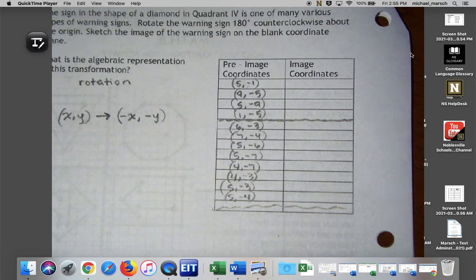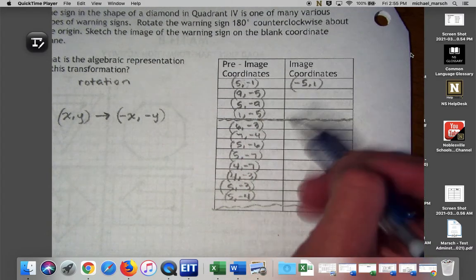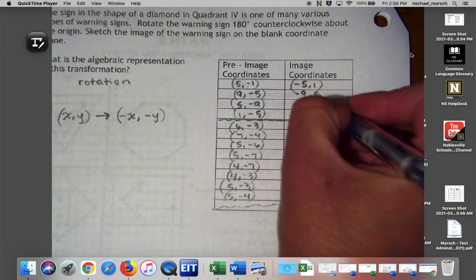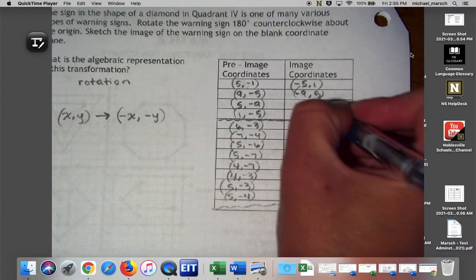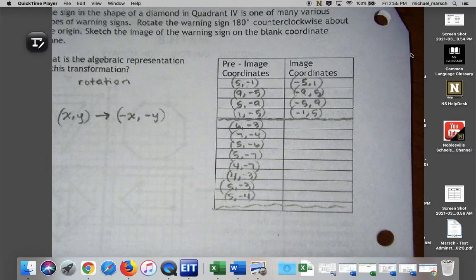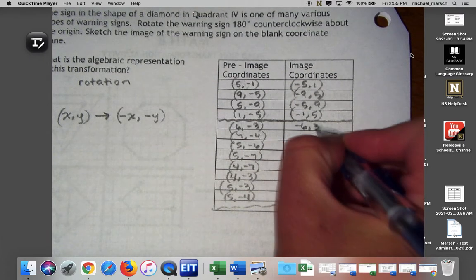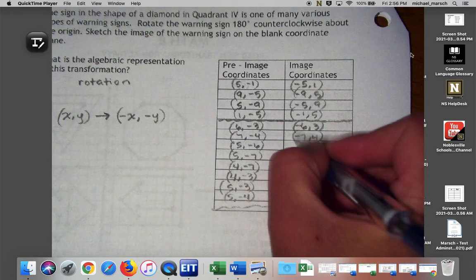And so this is really easy because I'm literally just going to make each number its opposite. So what will my first image coordinate be? -5, 1. The opposite of 5 is -5, and the opposite of -1 is 1. Then -9, 5, -5, 9. So it's all in reverse. Oh wait, this should actually be in quadrant 2. Sorry. So that's the first part of the outline, and then we're going to do -6, 3, -7, 4.